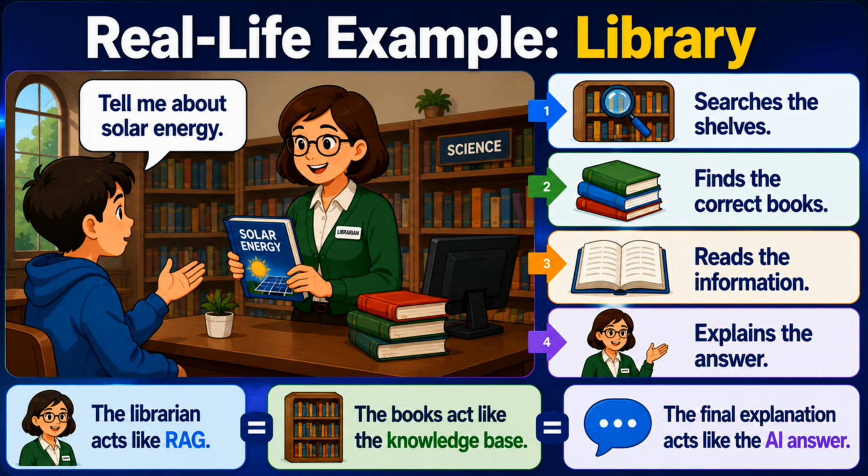Now we will see the real life example, library. Imagine you visit a library and you ask the librarian, tell me about solar energy. The librarian searches the shelves, finds the correct books, reads the information, explains the answer. In this example, the librarian acts like a RAG. The books act like a knowledge base. The final explanation acts like the AI answer.